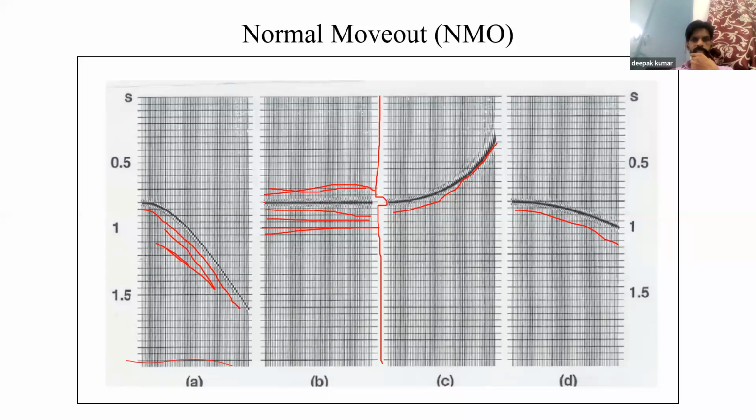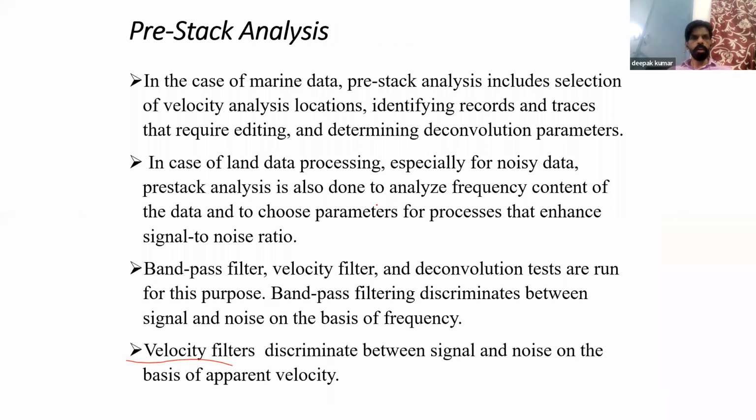Constructive merging is happening. So all the amplitudes get added up, and we get a very prominent amplitude here. This is called stacking. Pre-stack analysis is like filtering, deconvolution, muting, velocity analysis, and then NMO correction. And if my velocity analysis is correct, then we go for stacking. This is called pre-stack analysis.